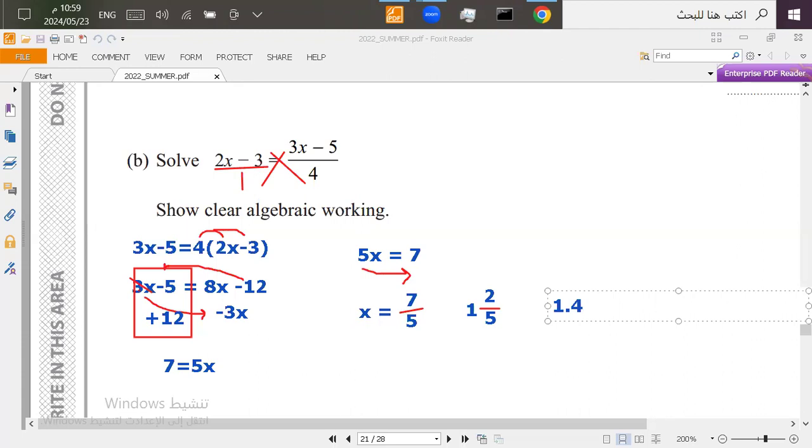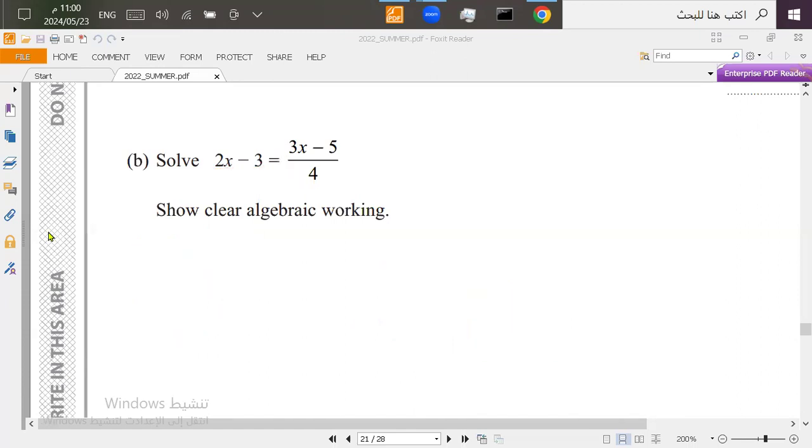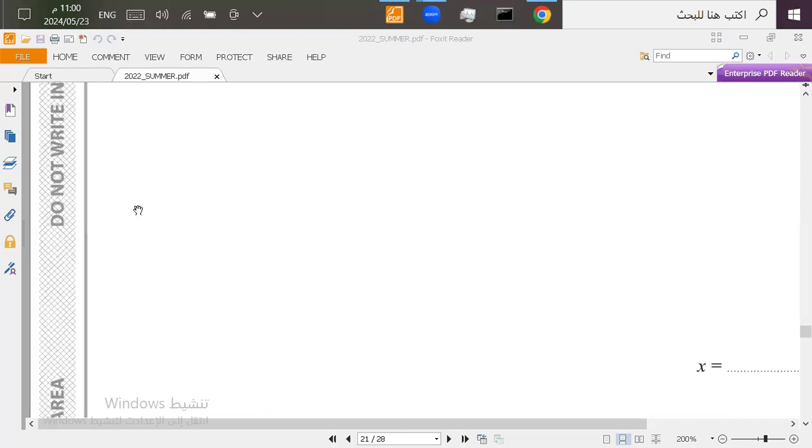Now you can make it 1.4 or 1 and 2 over 5. All answers are good because they didn't tell you in which type they want the answer. So all answers are good. You can write them like that, and all of them will be accepted. Now let's move on to the next question. Focus on all steps of algebraic work. Next question.